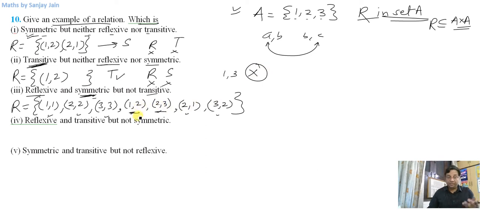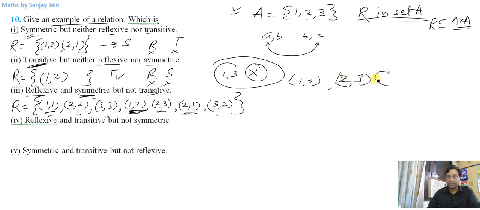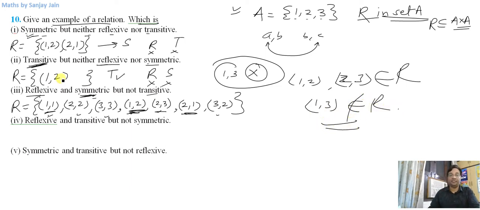There may be other elements that are present, right? For example, if I say 1 2, 2 1, so 1 1 is present, but I have given you one exception which I have taken intentionally, that 1 2 and 2 3 are present, but 1 3 is not present. This is something that I have done intentionally to make it not transitive. Okay, let us look at this one.